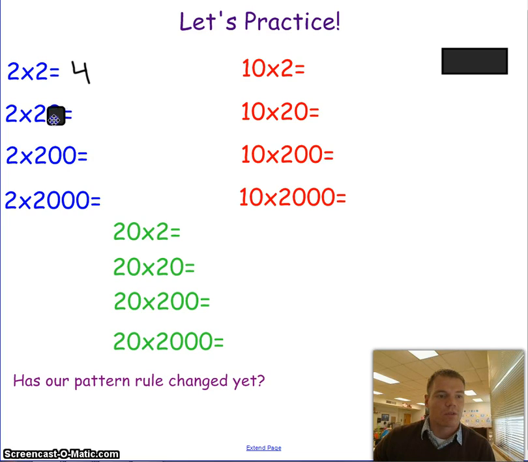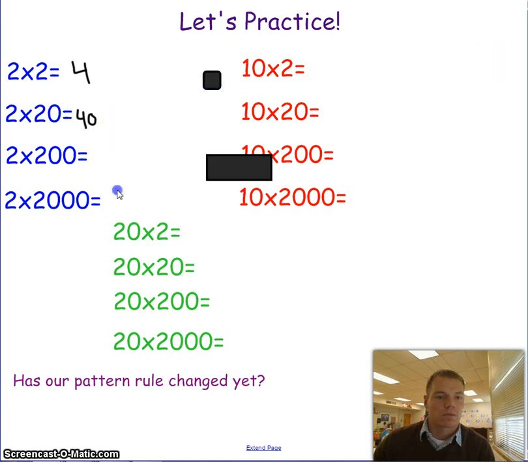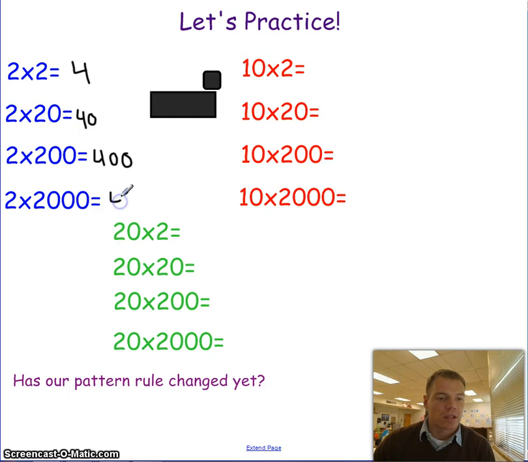Again, for this one, we cover up the 0. 2 times 2 is 4. We have 1 zero at the end, so it's 40. Again, cover up the zeros. 2 times 2 is 4. We have 2 zeros at the end, so it's going to be 400. And finally, cover up the zeros. 2 times 2 again is 4. And we have 3 zeros at the end, so our answer is going to be 4,000.